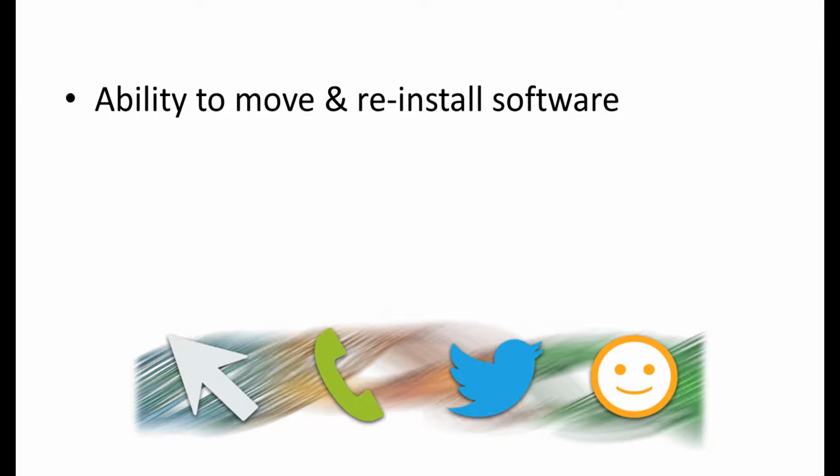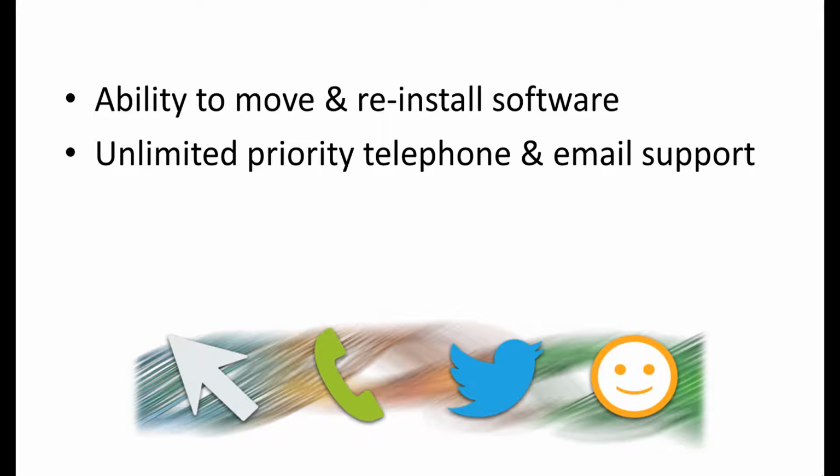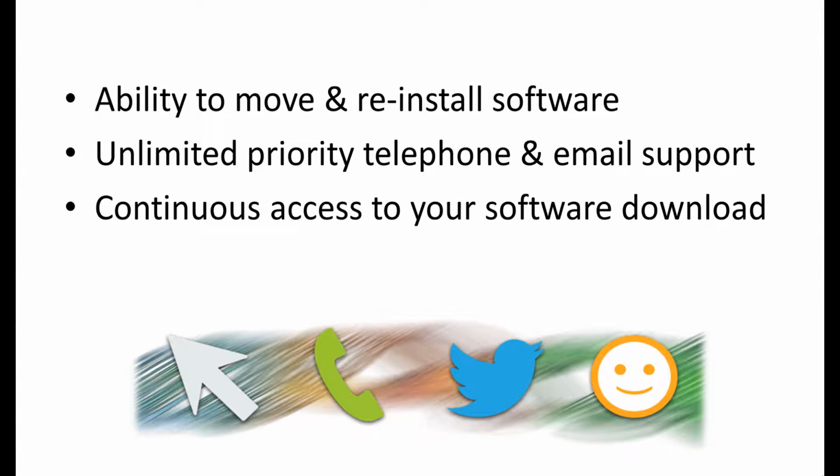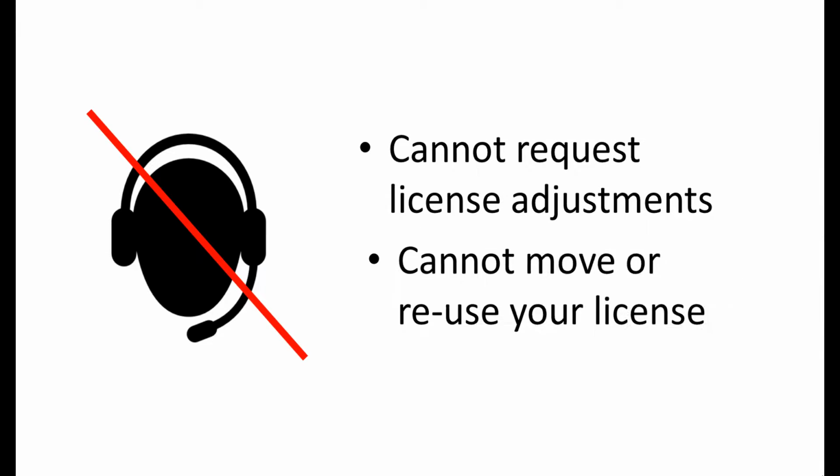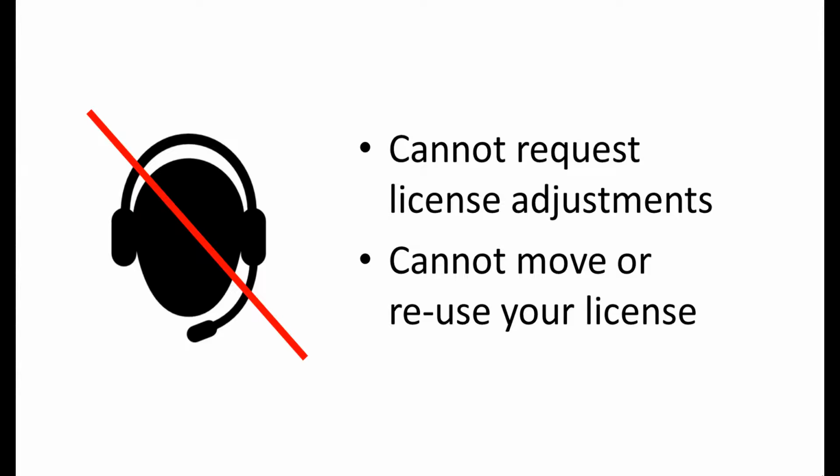Our ongoing licensing and support subscription also includes priority technical support and continuous access to your software download via your online account, including all updates and upgrades. This subscription is active for a term of 1 year, at which point you can choose to renew your subscription for another year. If you declined our ongoing licensing and support subscription or have chosen not to renew your subscription, you are not entitled to request license adjustments and therefore cannot reuse your license.